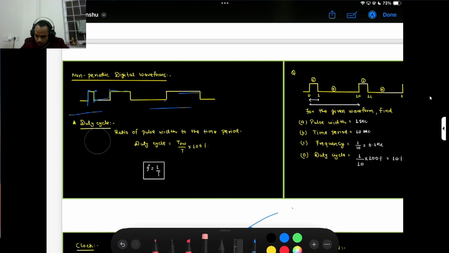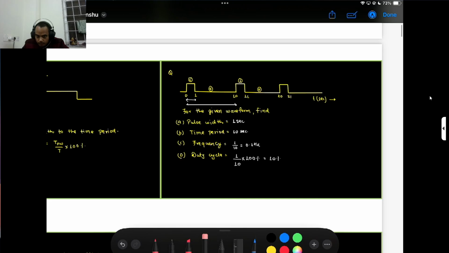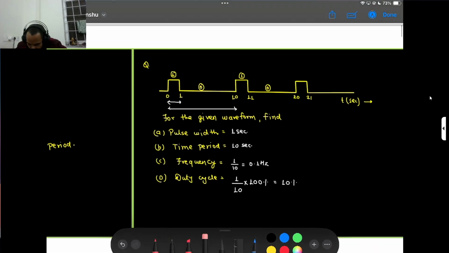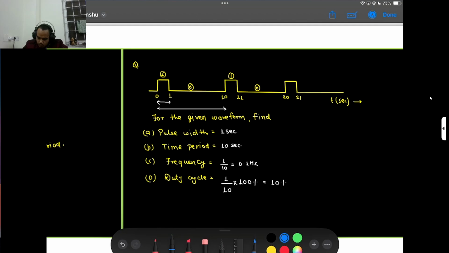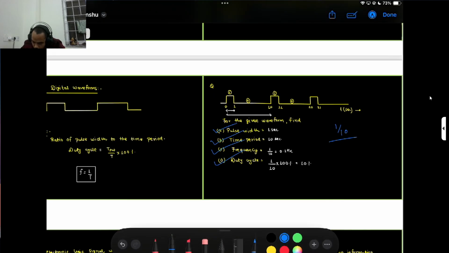This is my duty cycle. Here it goes from 0 to 1 and the period is 10, so this is 1 by 10. For the given waveform, find the pulse width, time period, frequency and duty cycle. Pulse width is 1 second, time period is 10 seconds, frequency is 1 by 10 hertz, and duty cycle is 10%. So all the things are correct.